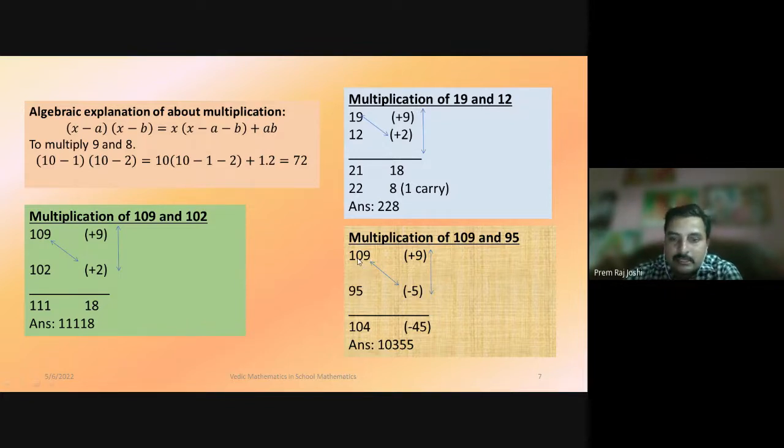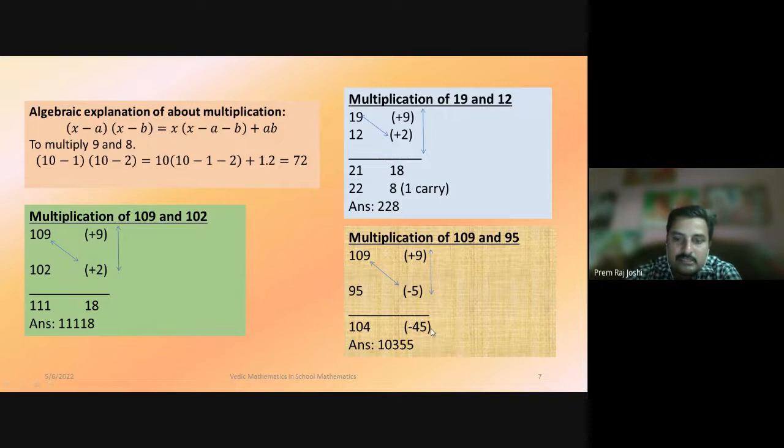Like here in this case 109, and because 95 is also close to the base 100, we take the base as 100 here also. We will just do the same procedure as earlier, and we will get 9 over here, and we will get minus 5 because 100 is subtracted from 95, and we will get minus 45.